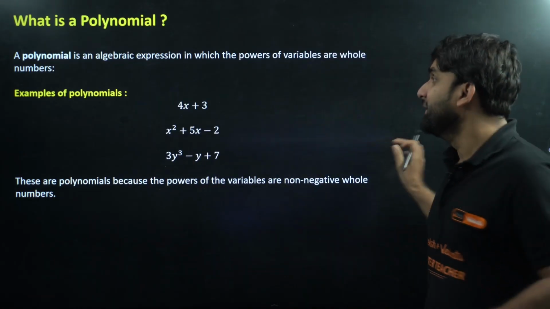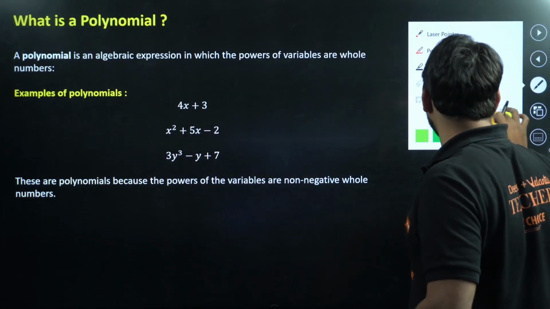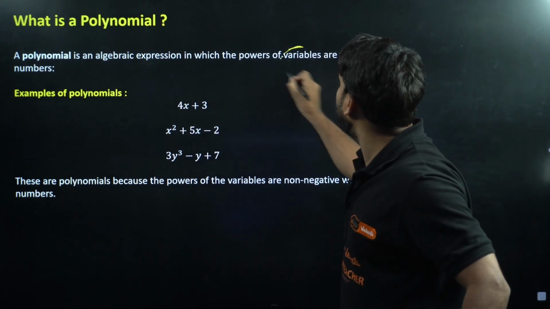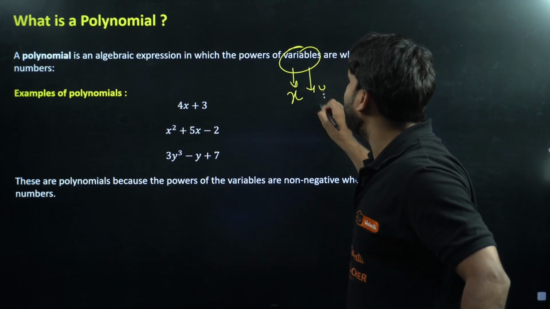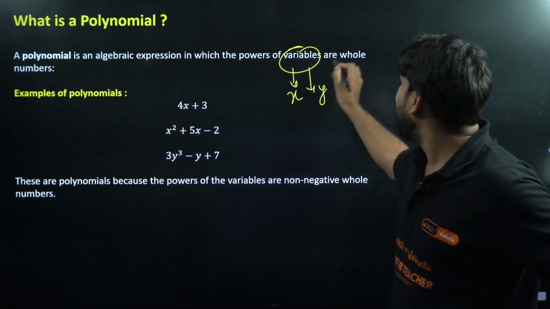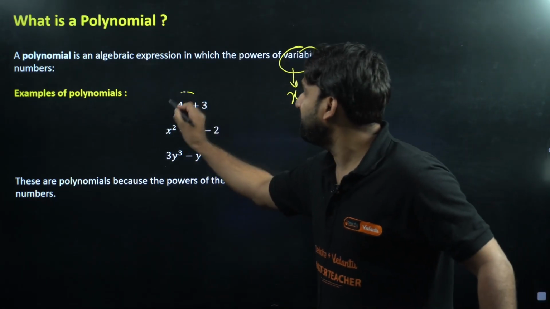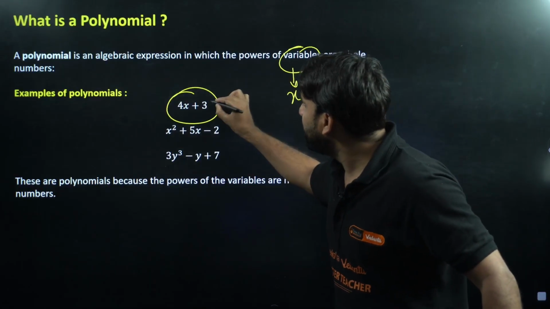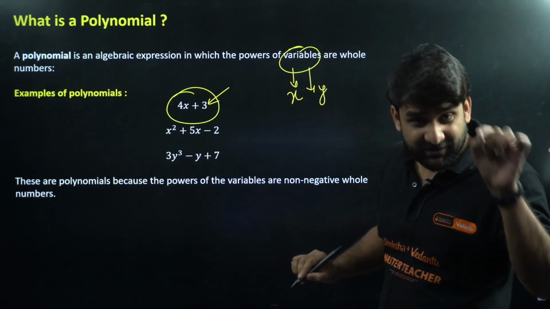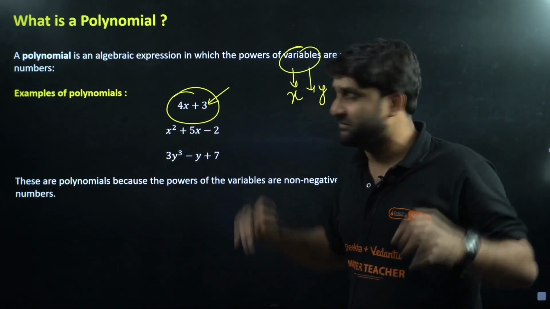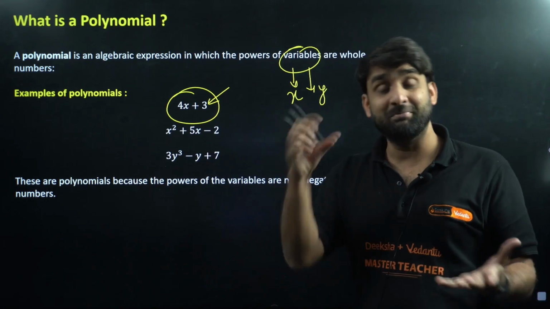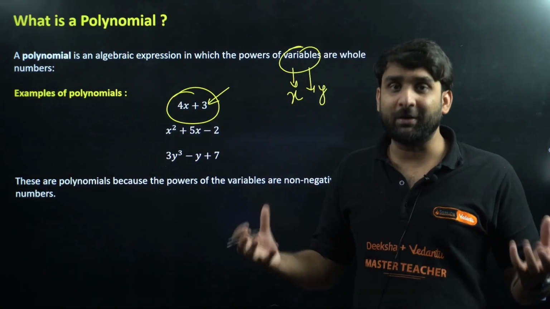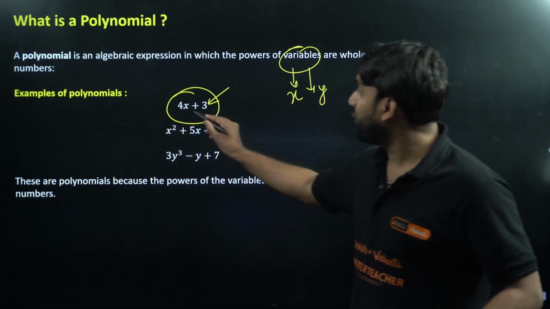What is called a polynomial? Basically, a polynomial is an algebraic expression in which the power of the variable matters. What is called a variable? We use x and y as variables whenever we write any equation. Look at the example 4x plus 3. Here 3 is a pure constant because no variable is there, and in 4x, x is the variable and the coefficient of x is 4. A coefficient is also a constant number, but that number is attached with a variable, and that's why it gets a special name, which is called coefficient. So the coefficient of x is 4.